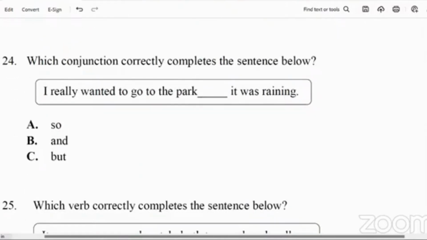Question 24. Which conjunction correctly completes the sentence below? "I really wanted to go to the park. Blank, it was raining." What's a conjunction? You can join ideas, you can join two sentences together, two phrases. Okay, so pretty much a conjunction is a joining word. All right, so I really wanted to go to the park. That's one statement. It was raining. That's the other statement. So what could we use to join both? I really wanted to go to the park, but it was raining. So the answer is C, but.